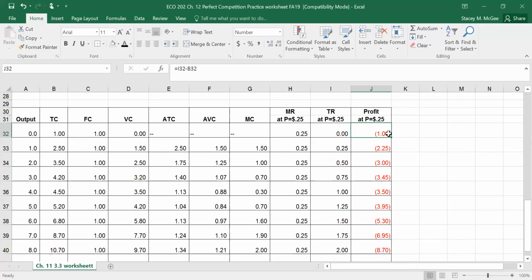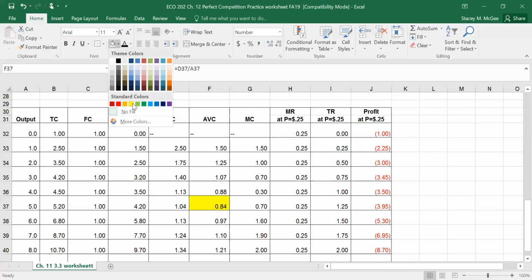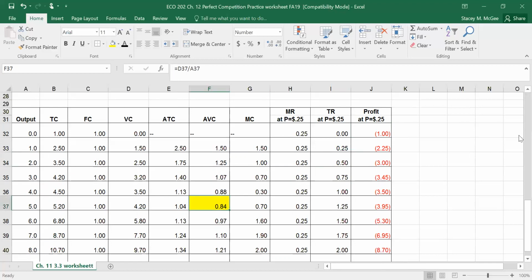The best she can do is to lose $1, and that's if she shuts down. And that's, again, because this price is below the minimum average variable cost. So she can't even cover her variable cost, then she needs to shut down. So that's basically how this one works.